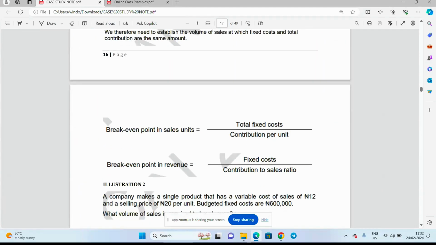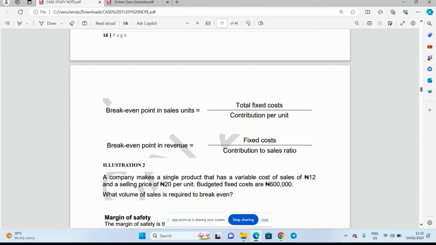Total fixed cost divided by contribution per unit. That is, if you are asked to calculate break-even point in sales unit. Are you with me? So, if you are asked to calculate break-even point in sales value, there are two ways to go about it.